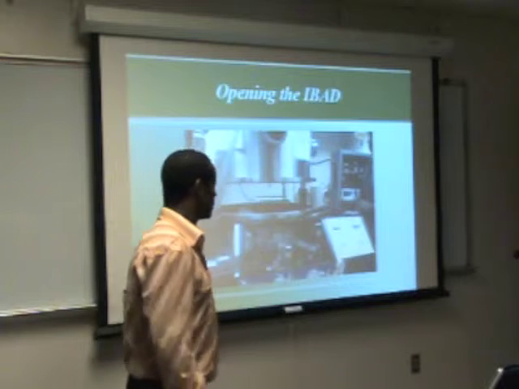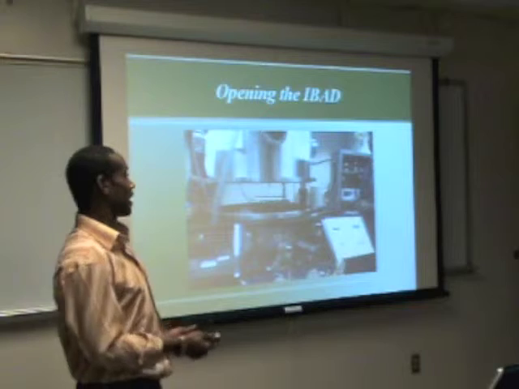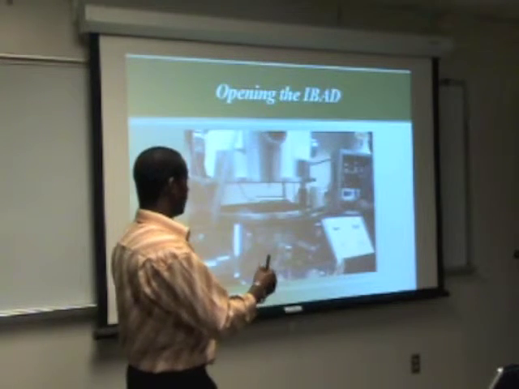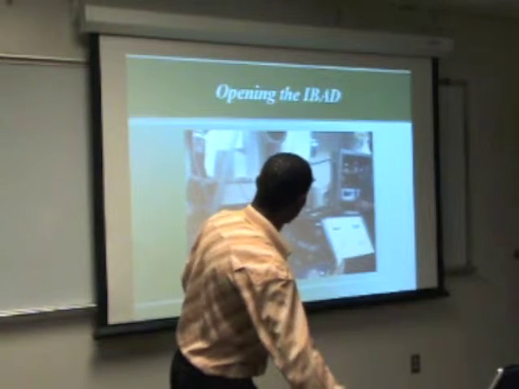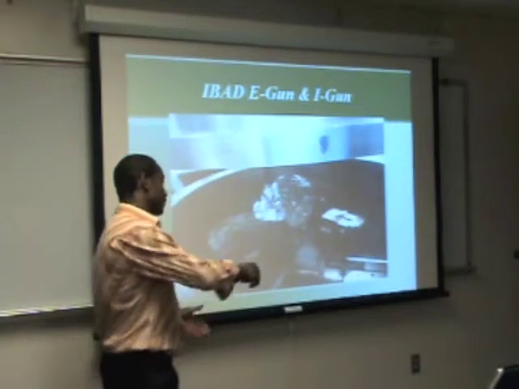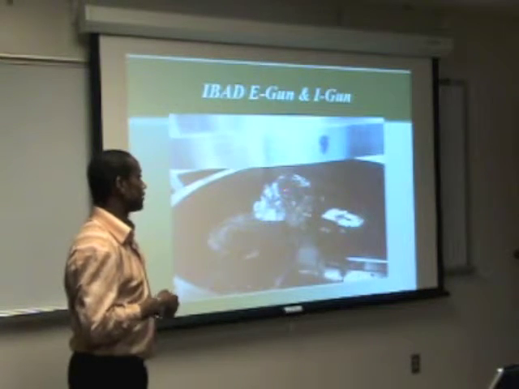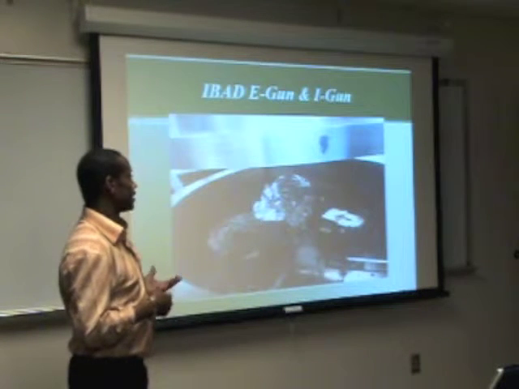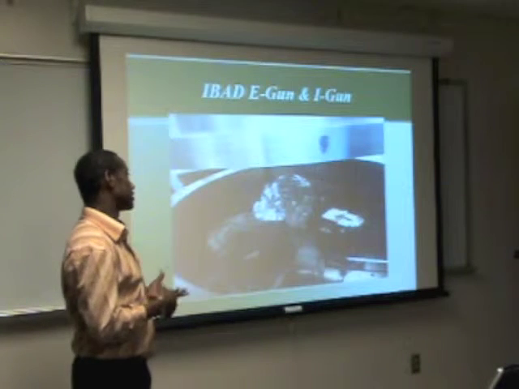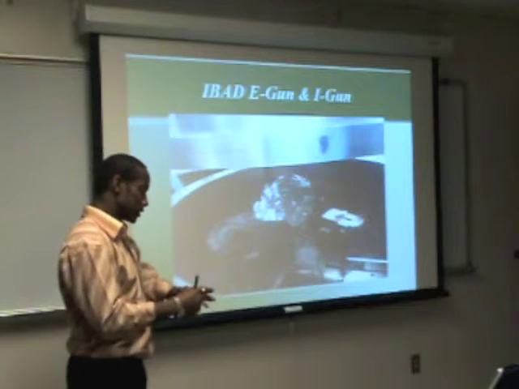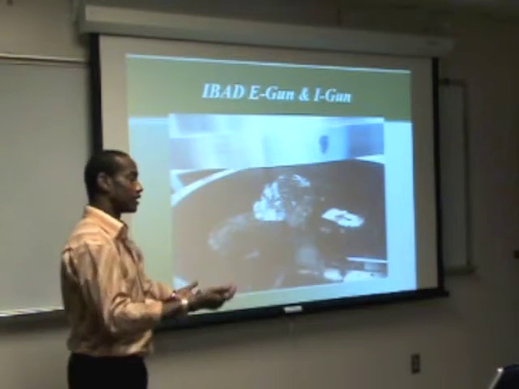This is a picture of us actually opening up the IBAD. This is the system where our guns are. After you open up this machine, if you look on the inside, this is an ion gun. They have it covered up because they don't use it every time they're vaporizing material. When they don't use it, they cover it with aluminum foil, because once these materials are vaporized, these vapors go everywhere, and they don't want them to go on the gun if the gun's not going to get used.